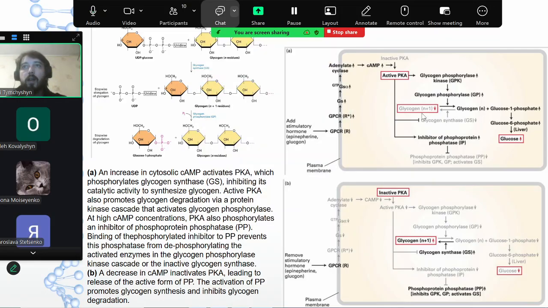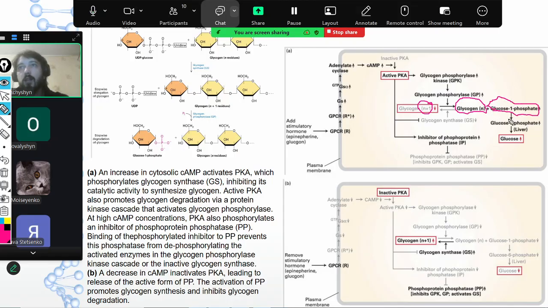Look, we had glycogen with n+1 subunits, and now we have activated glycogen phosphorylase kinase that activates glycogen phosphorylase, that basically takes these n+1 subunits and transforms that into n subunits plus glucose 1-phosphate, that is then used to create glucose 6-phosphate, that is basically in the liver transformed into glucose.